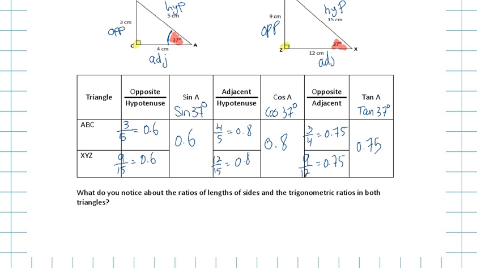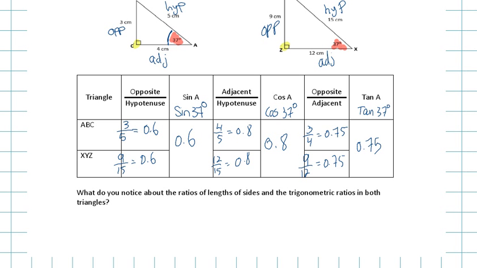Now, look at this and tell me if you notice anything. What's the same? The hypotenuse? You're right, but let's first focus on one thing: opposite over hypotenuse for both triangles. What did I get?